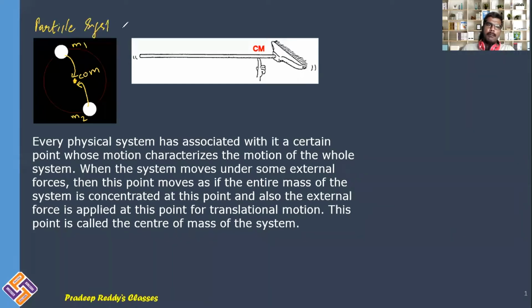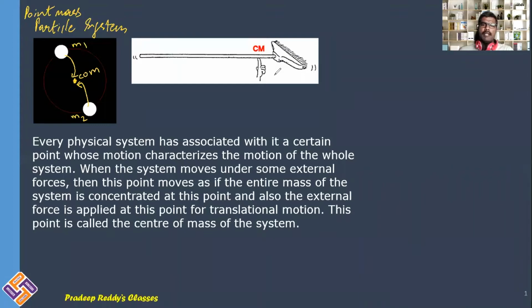So two masses, these are point masses. Those masses are revolving about their center of mass. Now, in order to characterize the motion of those individual particles, we will be learning the characteristics of center of mass of the system.